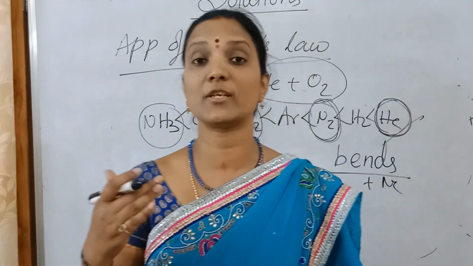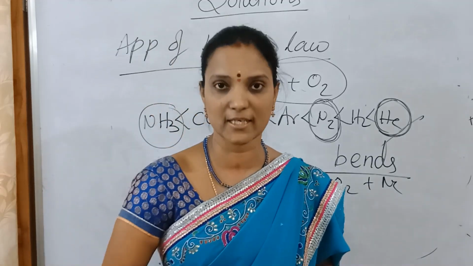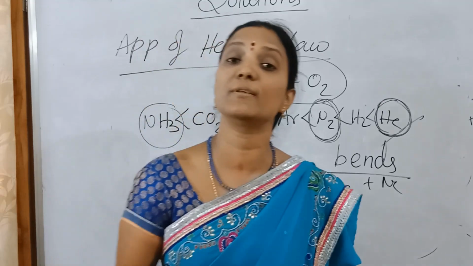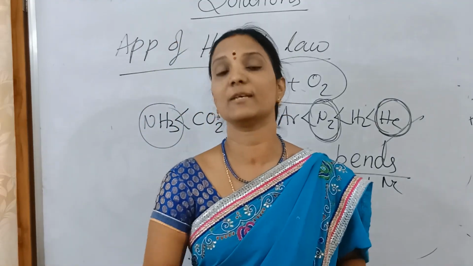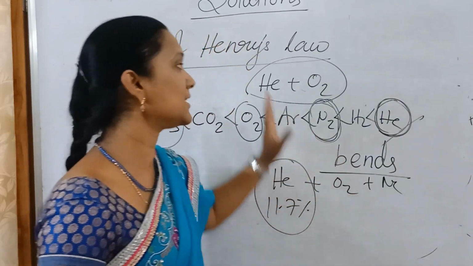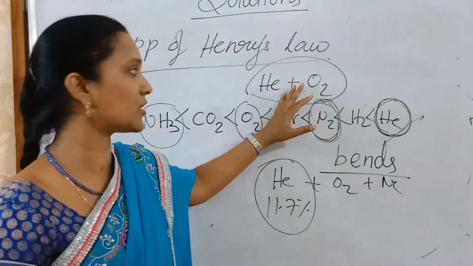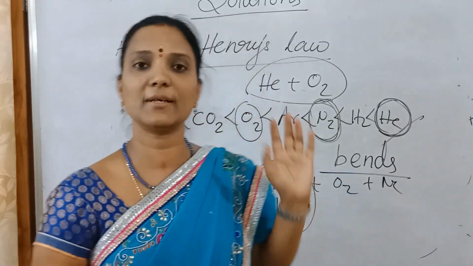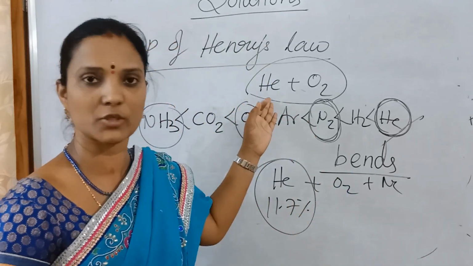In the deep sea, pressure is more, so the solubility of nitrogen increases. If the person comes out, the pressure decreases, so the solubility of nitrogen in blood decreases. Immediately that nitrogen comes out and it leads to bends. To avoid this, we use a helium-oxygen mixture. So what is the principle involved here? Pressure and solubility, nothing but Henry's law. So it is an application of Henry's law.